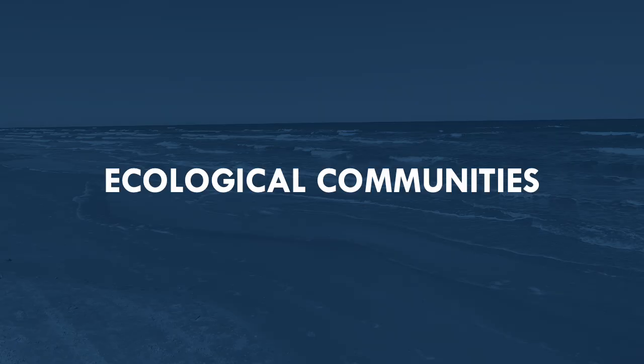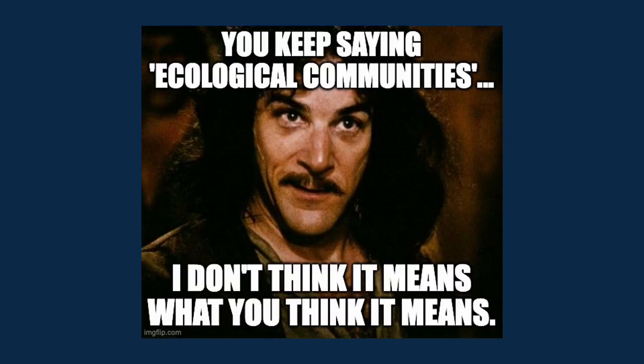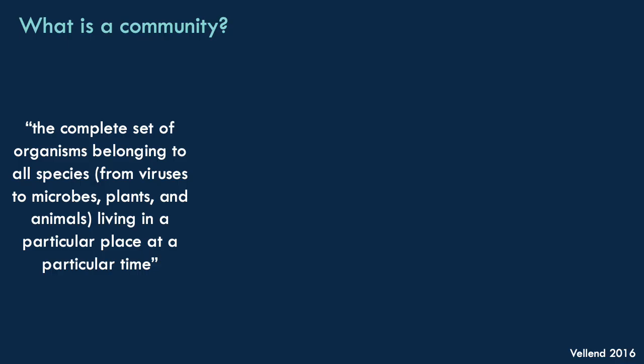Okay, so I've talked a lot about species and ecological communities, and I want to go ahead before we finish this lecture and actually define what ecological communities are. Valand in 2016 has a definition of community, which is the complete set of organisms belonging to all species, from viruses to microbes, plants and animals, living in a particular place at a particular time.